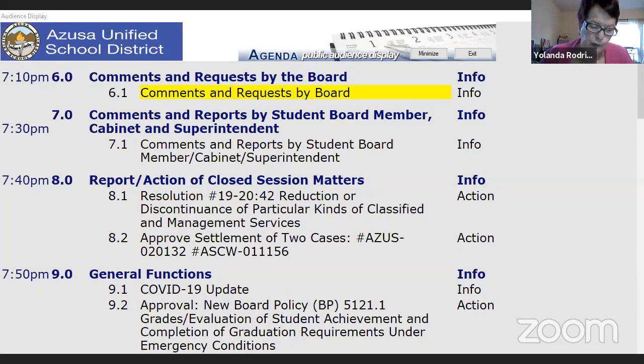diaper giveaway and toys giveaway at one of the lunches at Azusa High from Options for Learning. They're an organization that takes care of children, but because they don't have children there, they had an overload of Pampers, I guess. And this person called Mayor Gonzalez, and then he called me, and then I called the district office. And anyway, they made that happen.